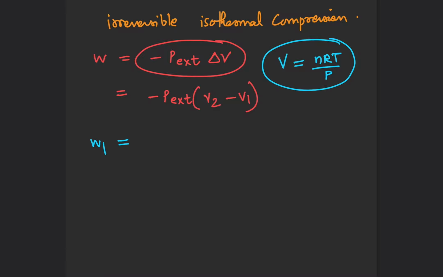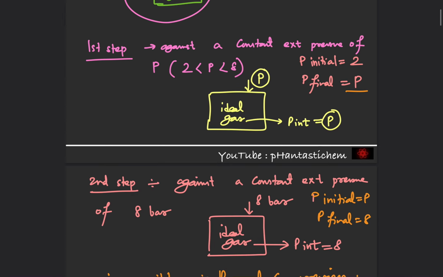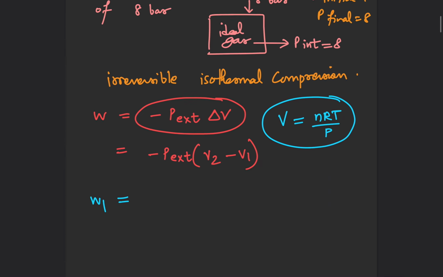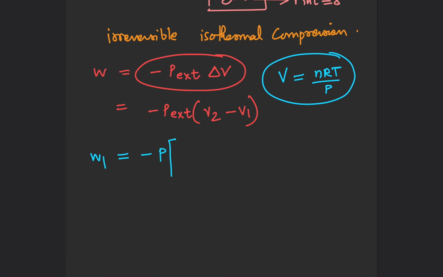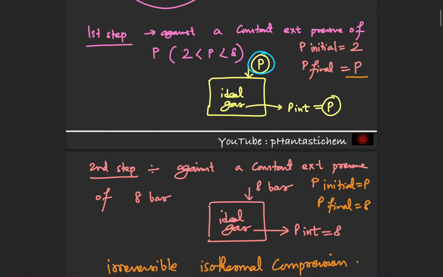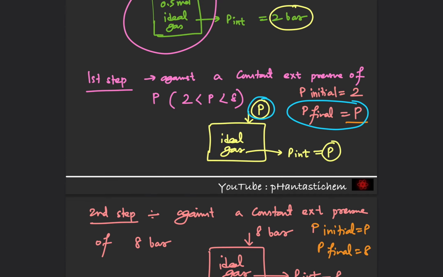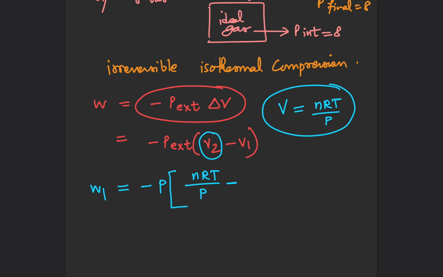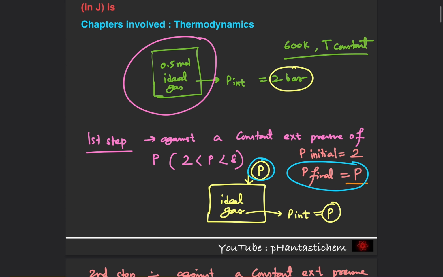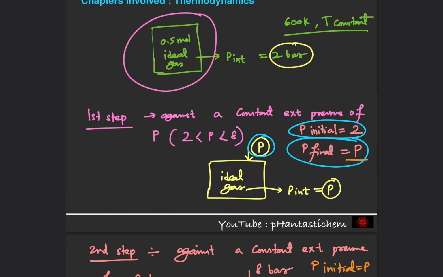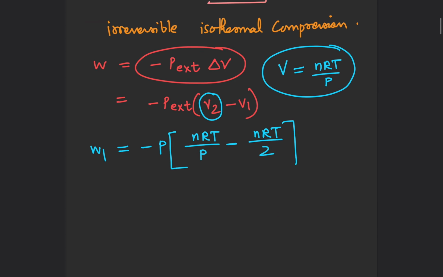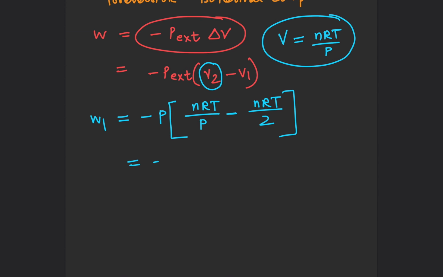Okay. So I can write in the first step, the external pressure is P. So I can write minus P into V2. Final volume is going to be nRT by the final pressure, and the final pressure in the first step is P. So nRT by P minus initial volume, which will be nRT by initial pressure. Initial pressure in the first step is 2. So nRT by 2. Okay. So this will come out to be minus nRT plus P into nRT by 2.